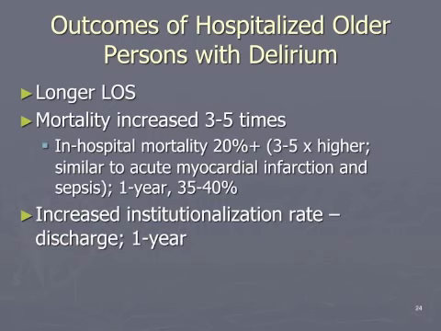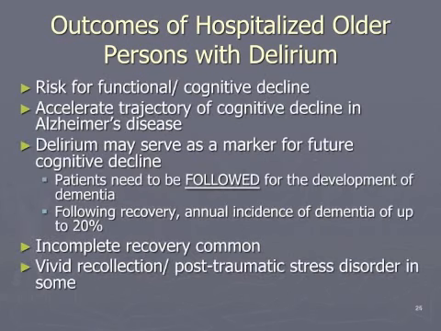They have an increased risk of being institutionalized at discharge from hospital and also at 1 year after leaving hospital. It's also a risk factor for development of functional and cognitive decline. As I mentioned earlier, it's a risk factor for dementia. If you have a dementia, for example, from Alzheimer's disease, it appears to accelerate trajectory or your course, and you tend to have a more marked decline.